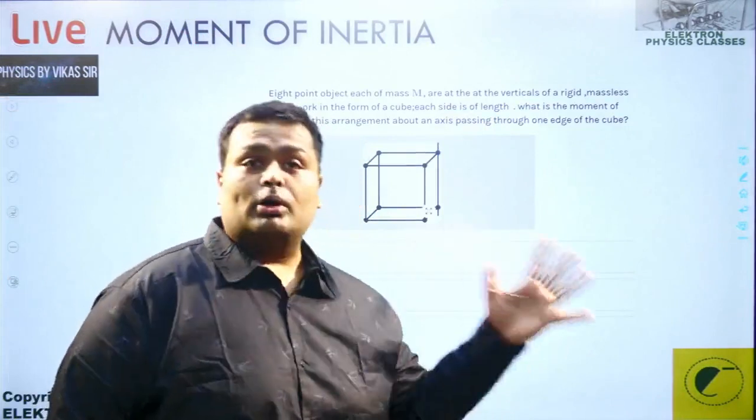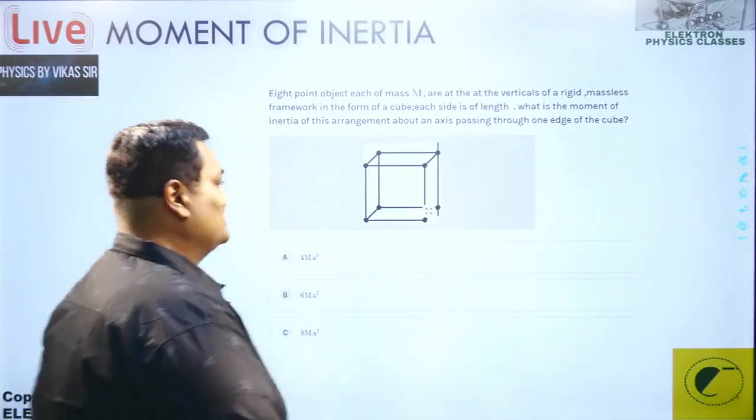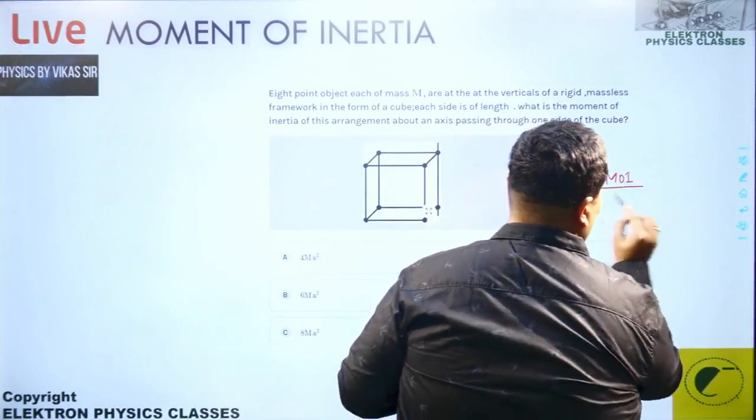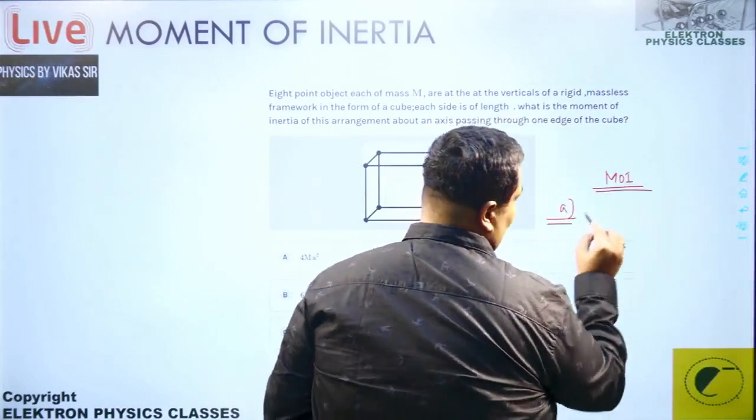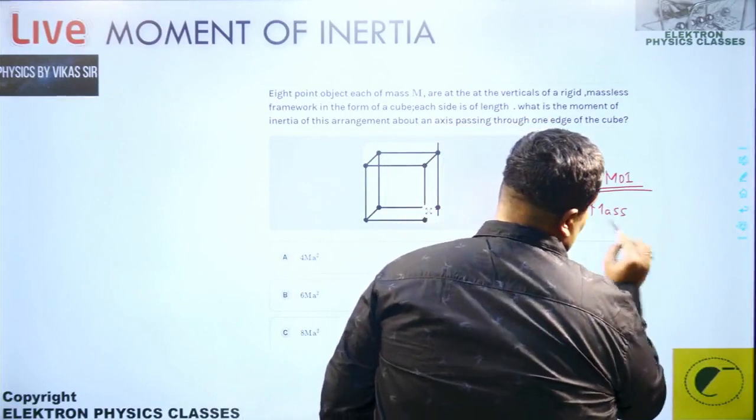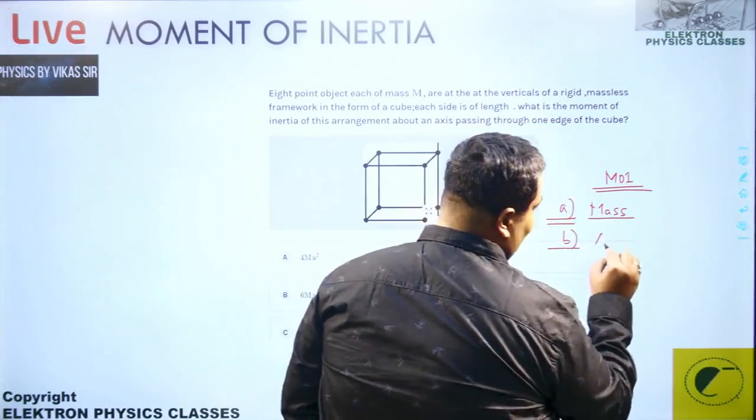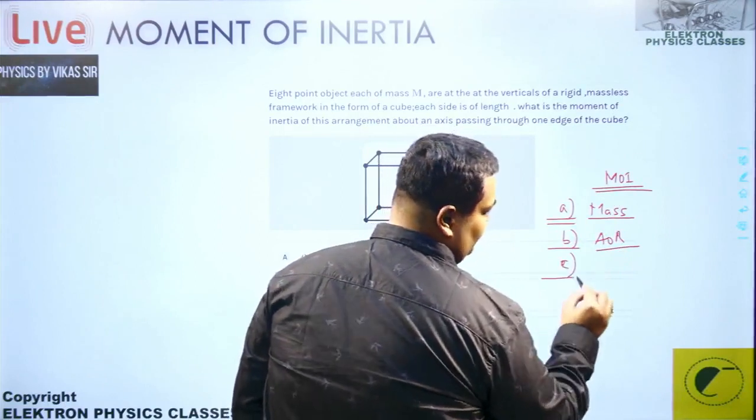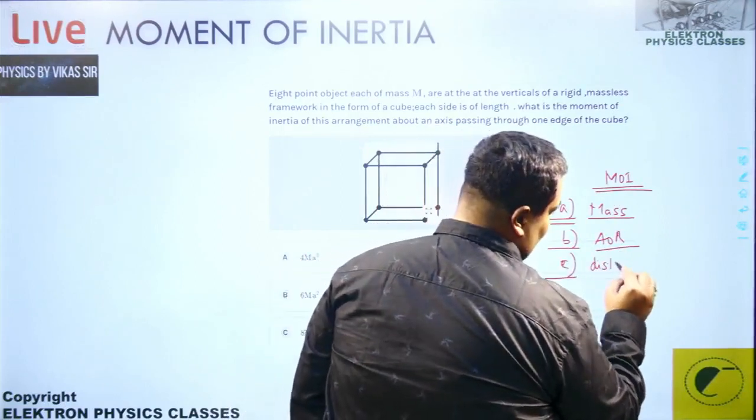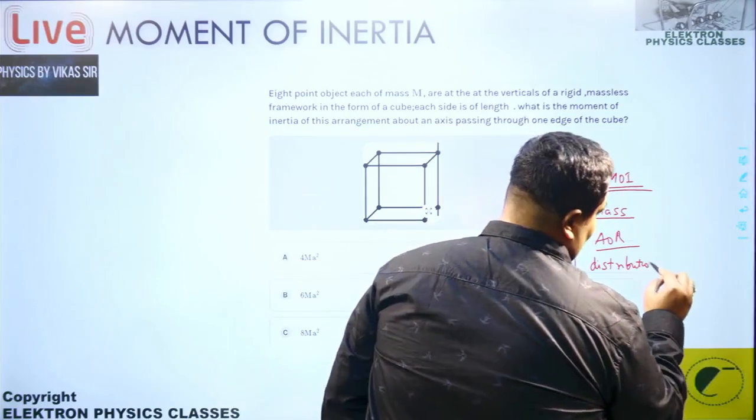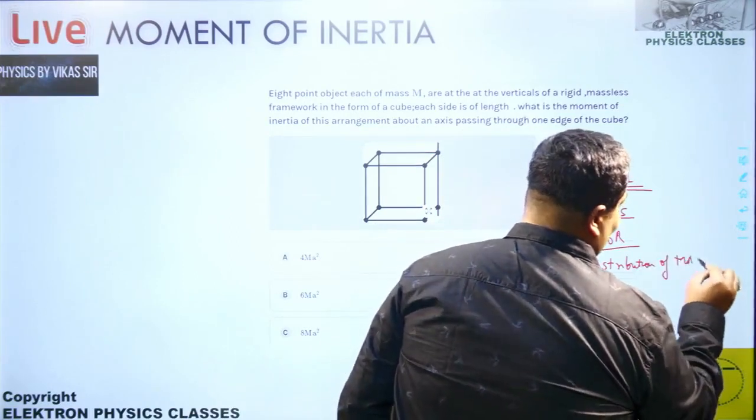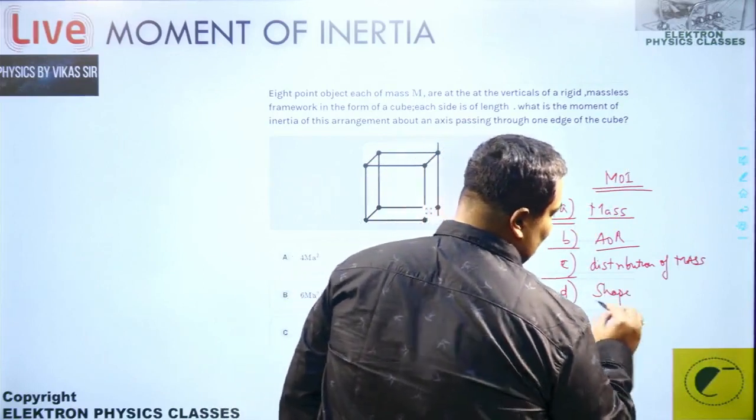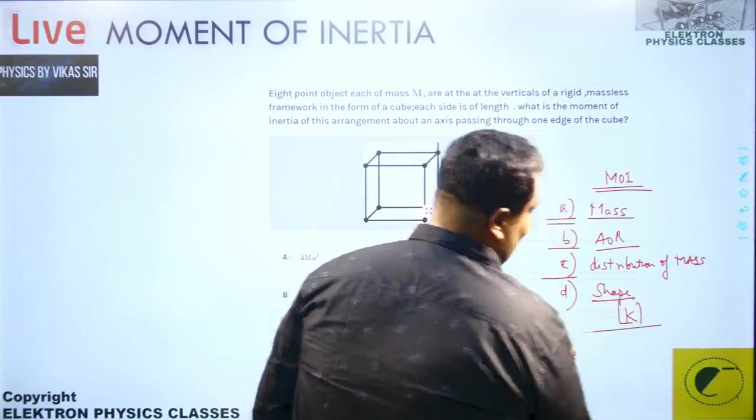We did the moment of inertia yesterday. We said that the moment of inertia depends upon some factors. The first was the mass. The second was the AOR, the axis of rotation. The third was the distribution of mass. And we said very concretely about the shape factor, which is K, the radius of gyration.